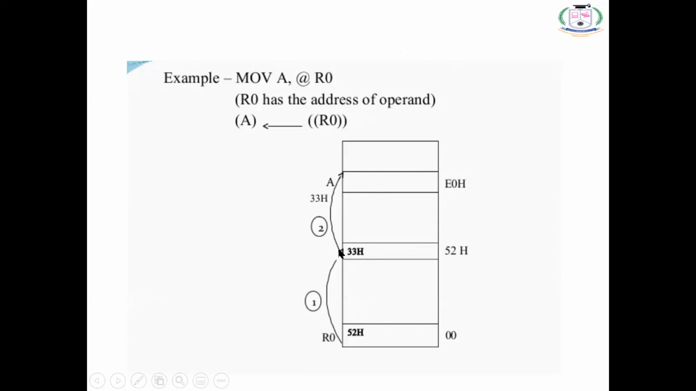So at 52, what is my data? 33. That will move to the accumulator. So what is my accumulator value now? 33. Are you clear? So this @ can be used only for the R0 and R1 registers. It cannot be used for any other register.